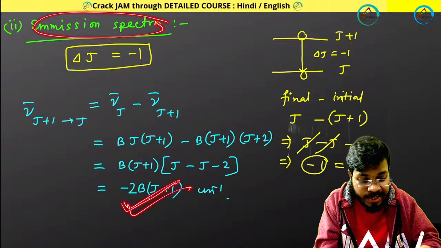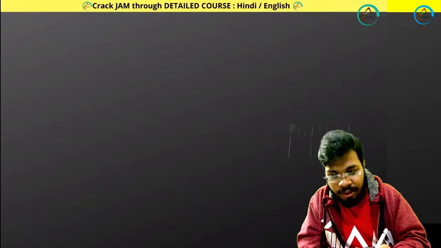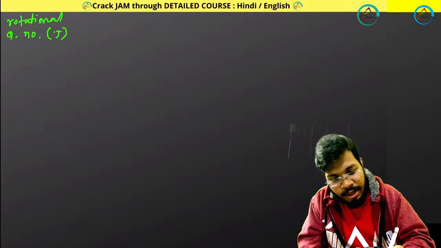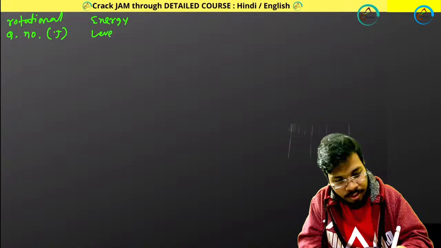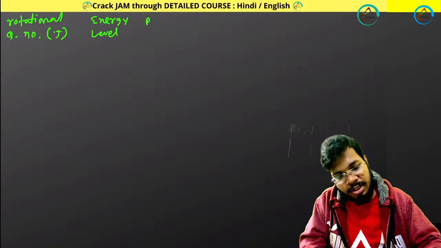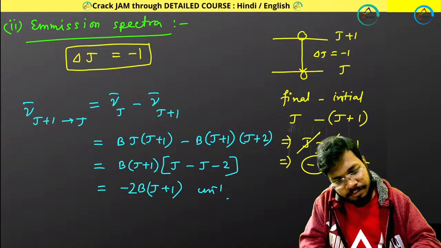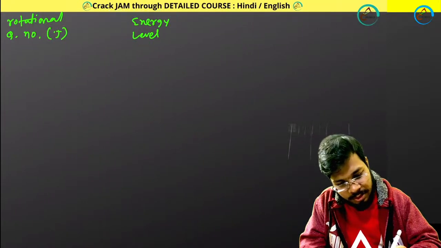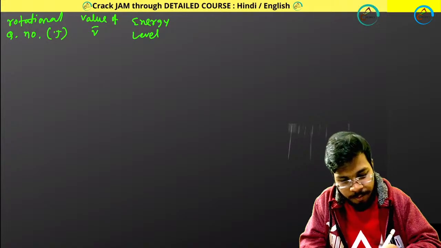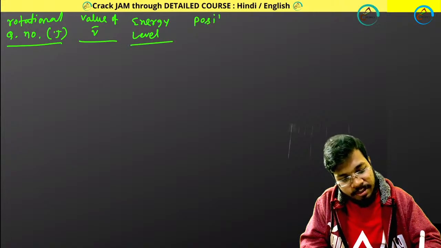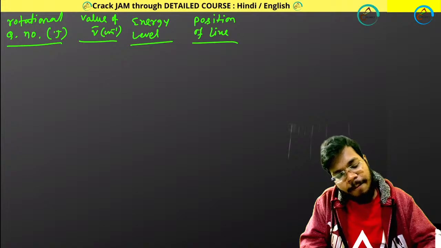Now if you consider this value and draw the same kind of diagram: rotational quantum number J, then rotational energy level, then the value of nu bar, the position of the spectral line, and finally you will be having the gap.